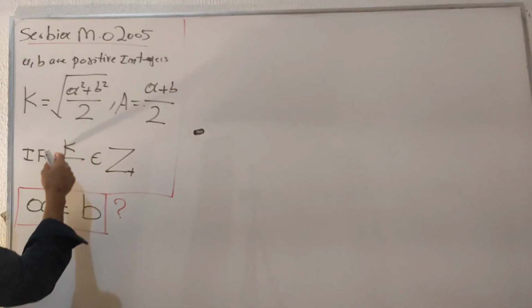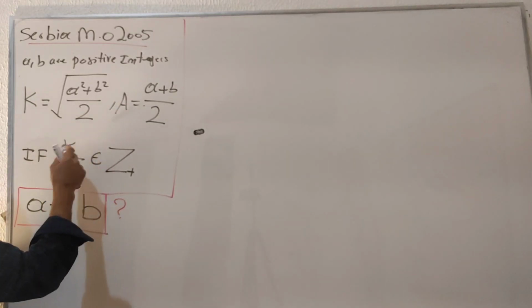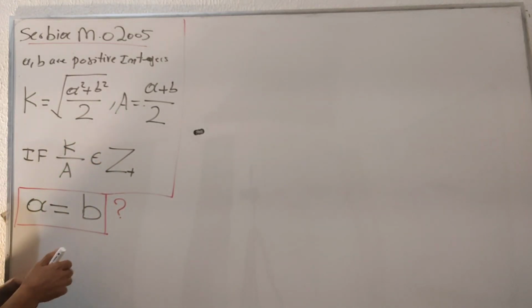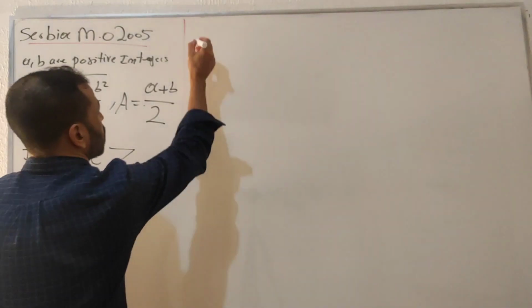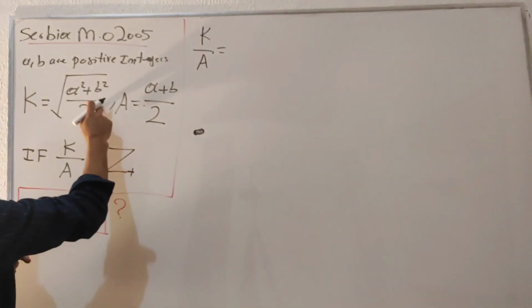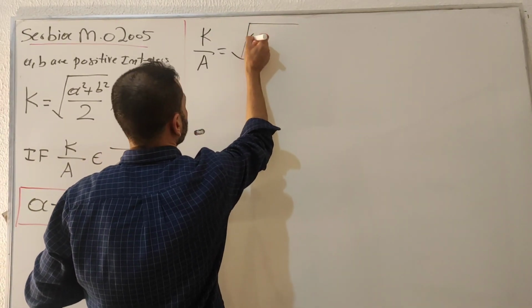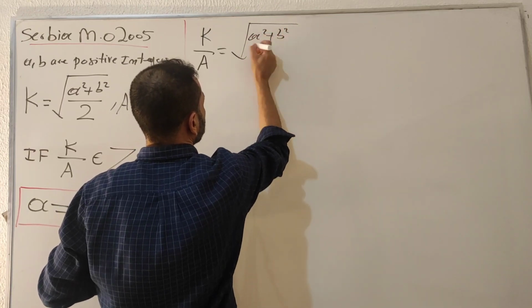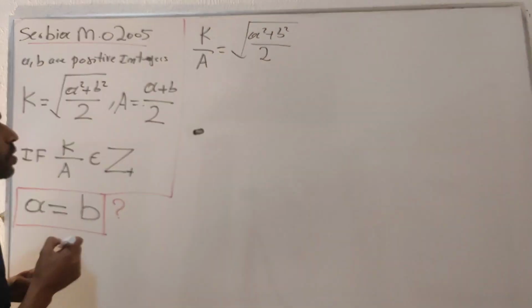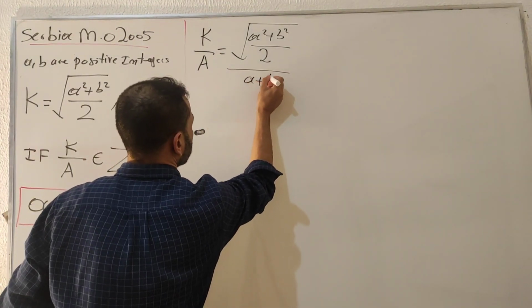So we are going to start with this fraction because we are going to use it as a tool, since it's giving us that this must be a positive integer. So let's write this one down. I get k over A. By putting this one into this one, I get the square root of (a square plus b square) divided by 2, all over (a plus b) over 2.